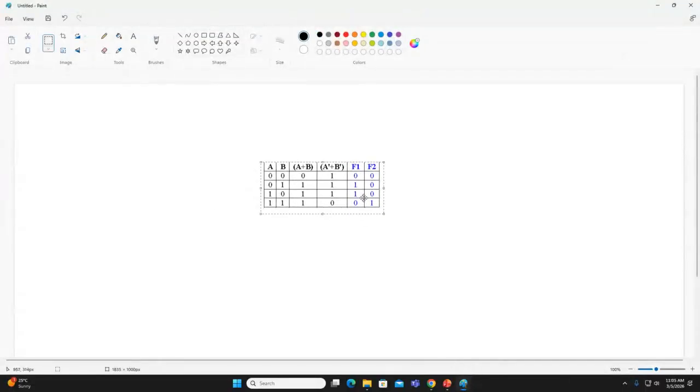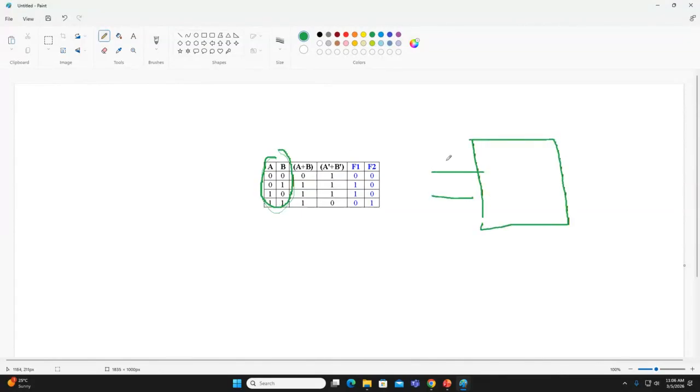Now, please look at here. So now if you look at this circuit at the block level, these are my inputs. So A and B are my inputs. So what are my inputs? My inputs are A and B, which is the green color.